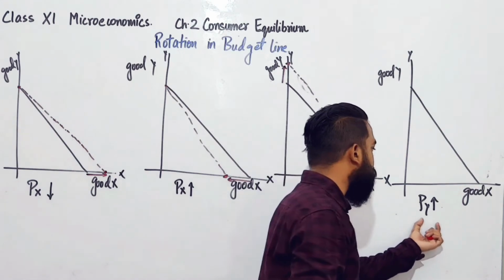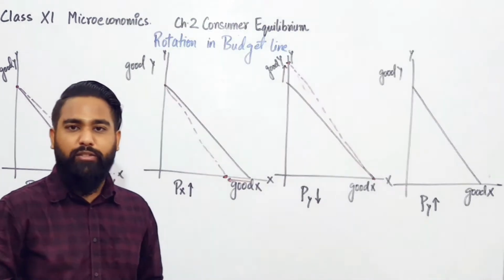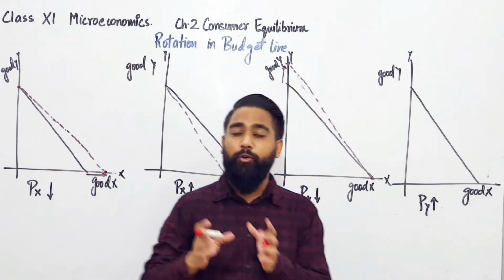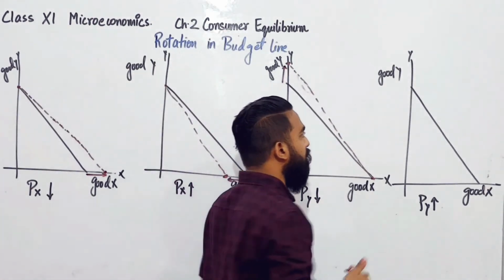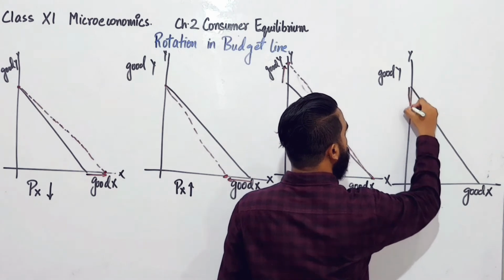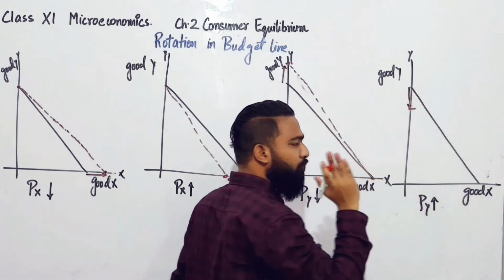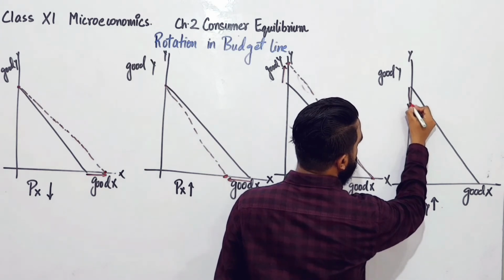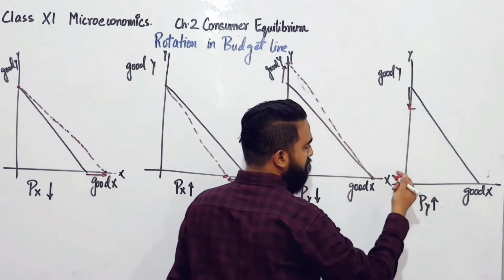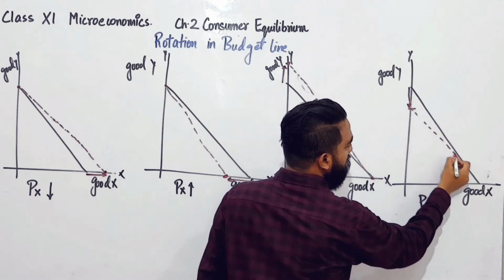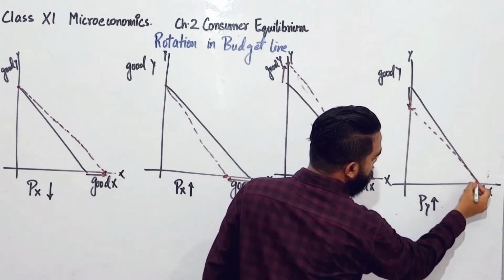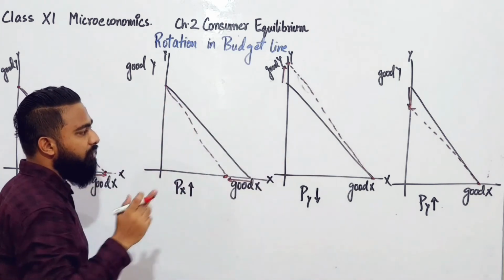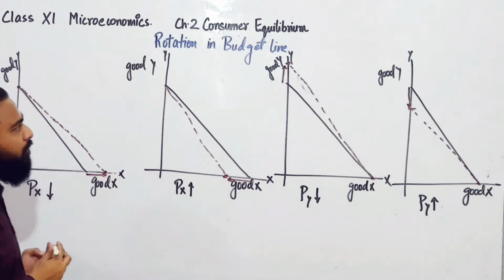Now, when the price of good Y rises, it means you are not able to buy as much. Instead, you are going to reduce your consumption of good Y, so it will decrease. But the price of good X remains the same, so there will not be any change in the consumption of good X. So there will be a rotation in the budget line like this. So these are your 4 cases.